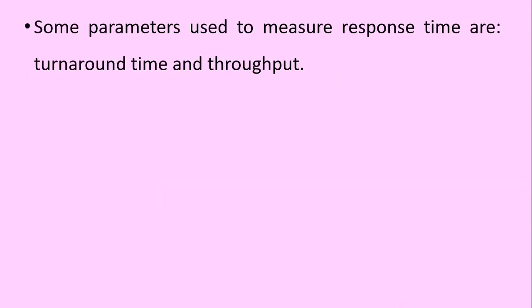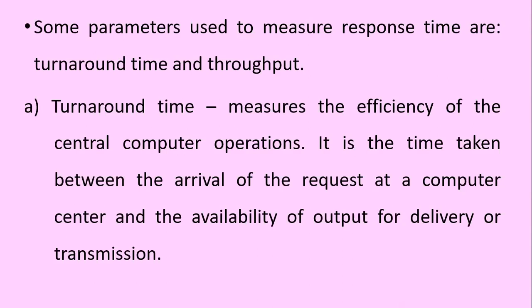Some parameters that are used to measure response time include the system turnaround time and the system throughput. The system turnaround time is the measure of the efficiency of the central computer operations. It is the time taken between the arrival of the request from the user at a computer center and the availability of the response or output for delivery or transmission.